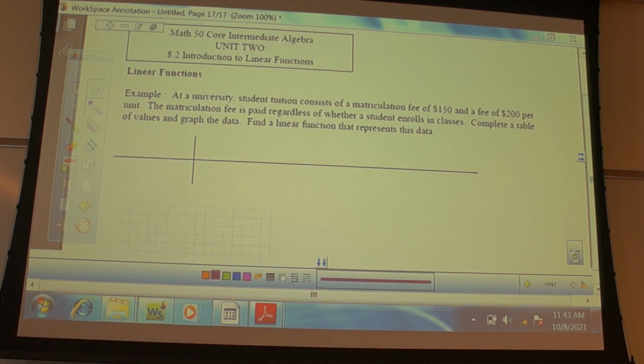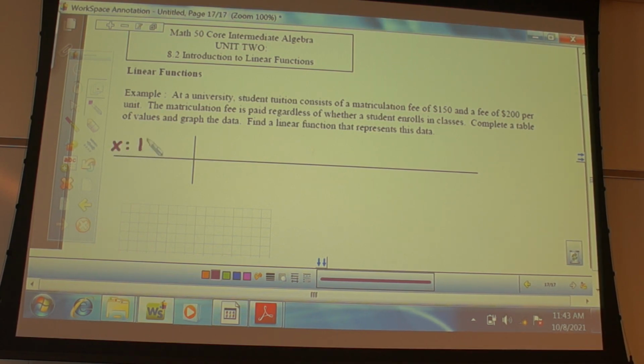Which one do you have more control over? The units you take. So we usually make that our X, the one you can kind of control. So our X is the number of units, and then our Y is the amount paid.